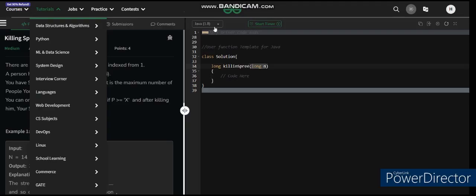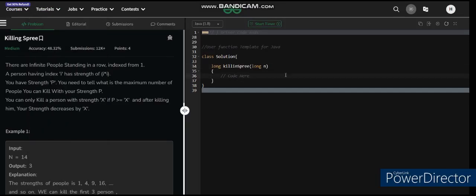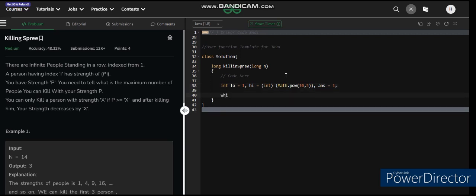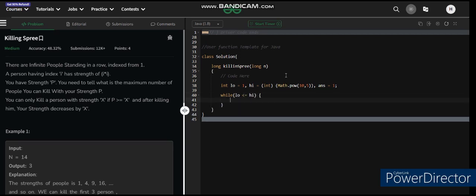So this was it. Let's try to code and see how it goes. So we are given with L. We are performing binary search. So we will take some low value as 1, high value as an integer, so we can do math dot pow, 10 to the power 5 we have to take, right? And we have taken a variable answer. So we have to perform binary search. For that we do low less than or equal to high.